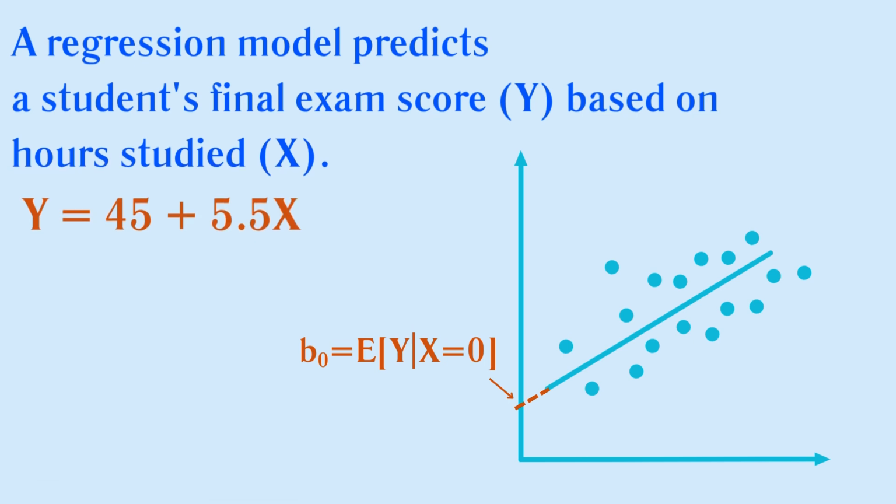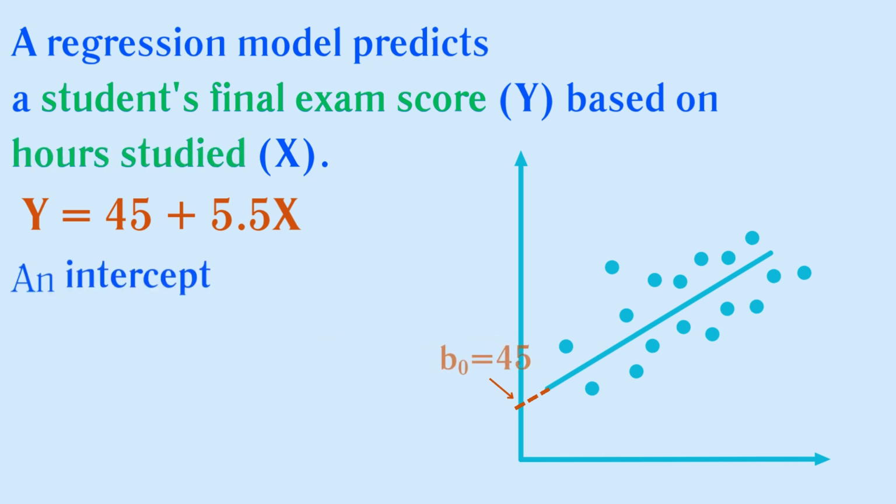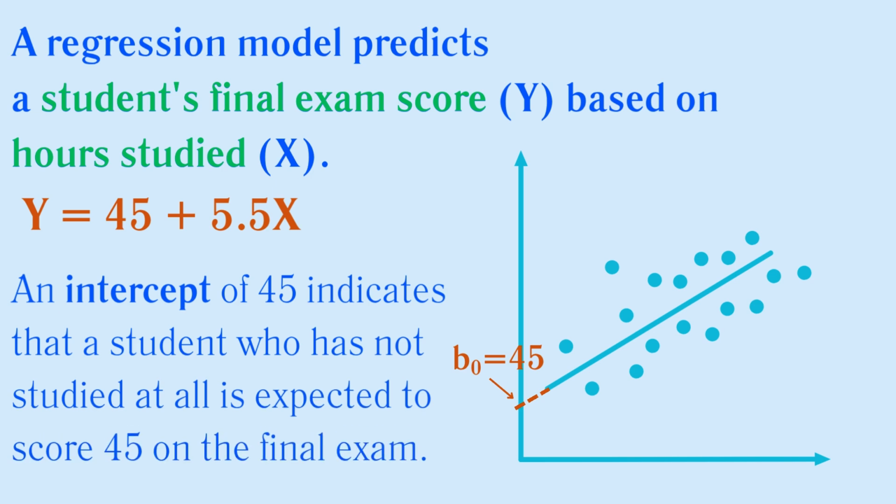In the context of our study, where y represents a student's final exam score and x represents hours studied, an intercept of 45 indicates that a student who has not studied at all is expected to score 45 on the final exam.